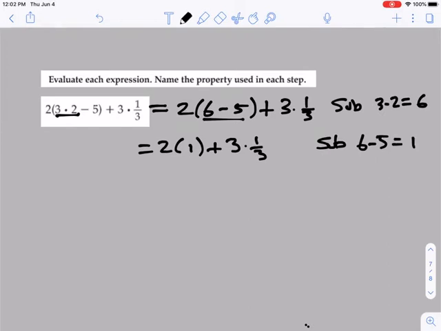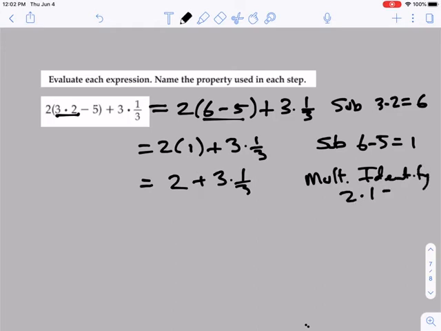Now, we should go left to right and do one thing at a time. We do multiplication because we're doing PEMDAS. We did our parentheses, and there are no exponents, so let's do multiplication and division now. We're going to do multiplication left to right. So 2 times 1 is equal to 2, and that is plus 3 times 1/3. And that is the multiplicative identity, where anything times 1 equals itself.